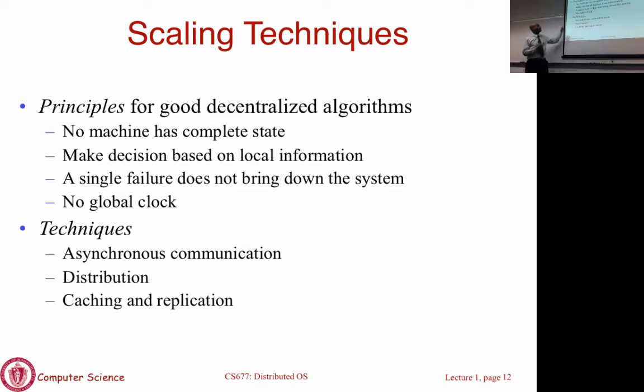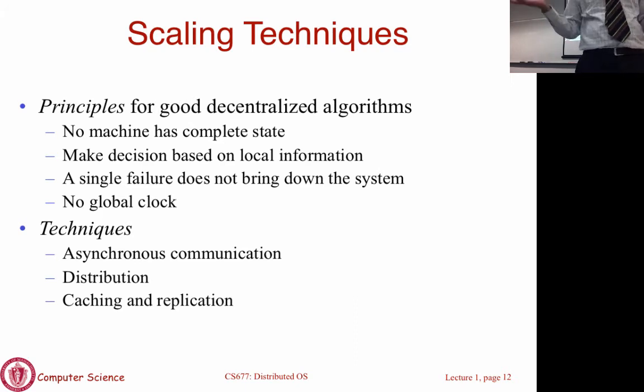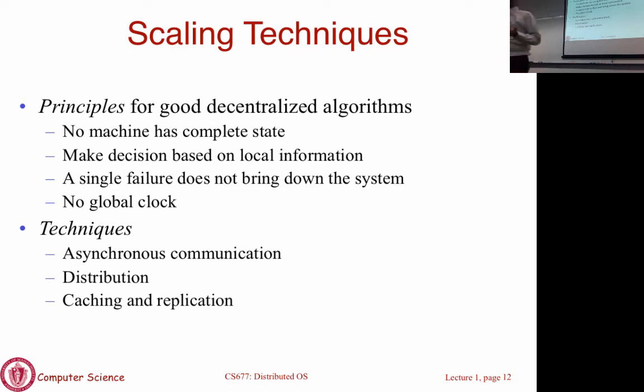So no machine has complete state essentially means that the state of your system or whatever application state is distributed across multiple machines. So a single machine is no longer a bottleneck because the state is going to grow as you have more and more users. If all of the state is centralized, that's going to be a limitation in terms of scale. So distributing your state gives you good scaling properties.